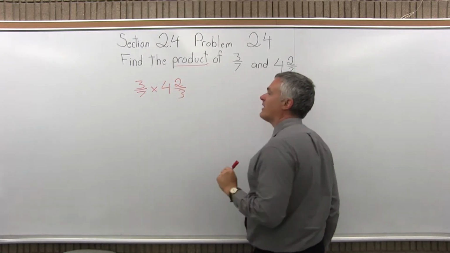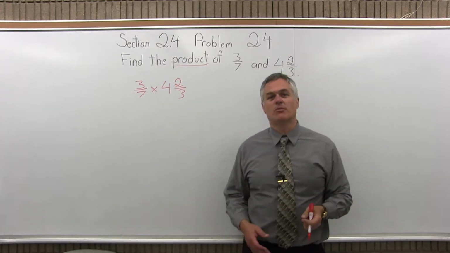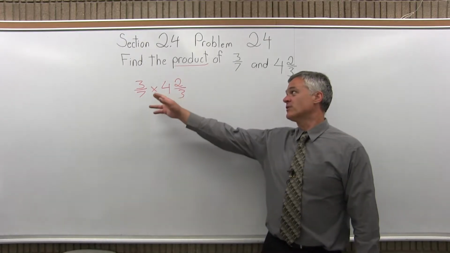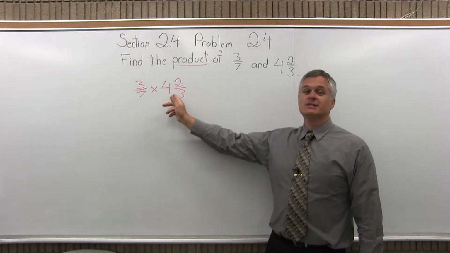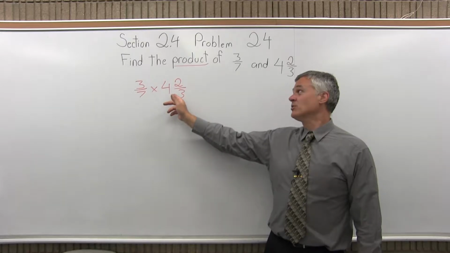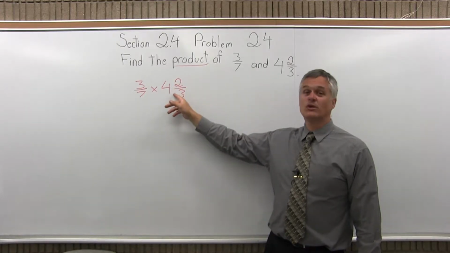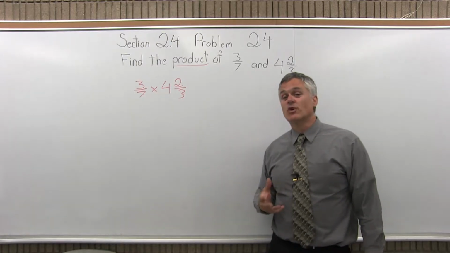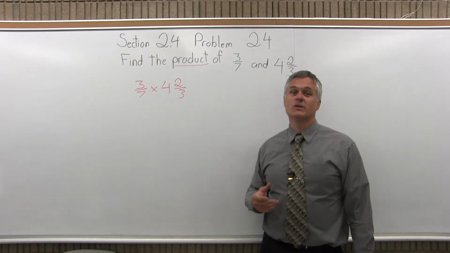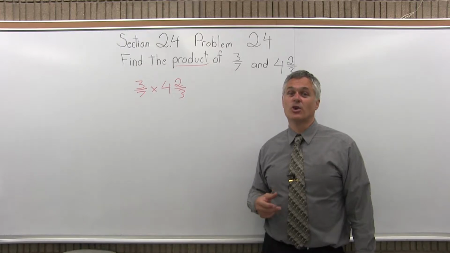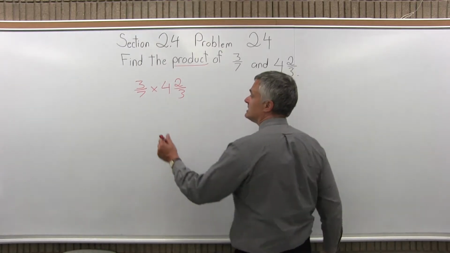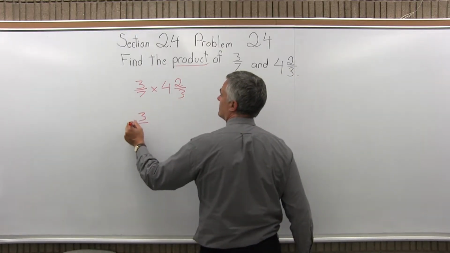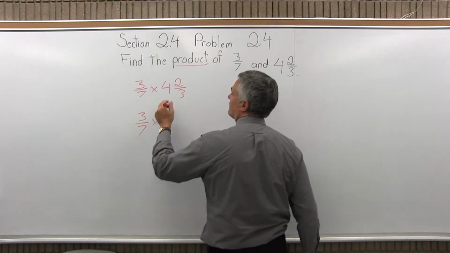Now, when I multiply fractions, I want to multiply top times top, bottom times bottom, which is fine for the first fraction. But the second one has more than just a numerator and denominator, or top and bottom. It has that whole number of 4 in front of the fraction portion. So I have to convert that 4 2/3 into a form that has only a numerator and a denominator, not a mixed number. So the 3/7 can stay, but I will convert that 4 2/3.